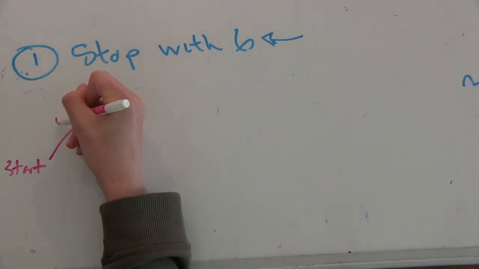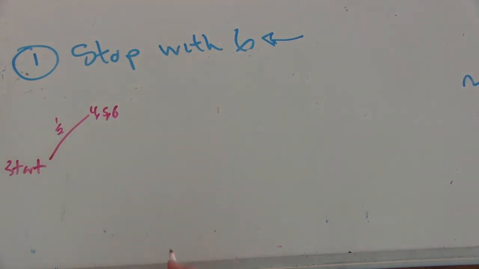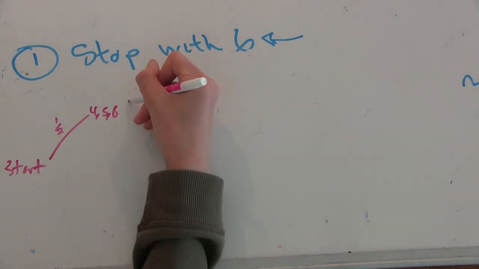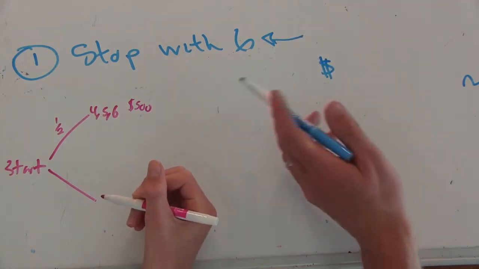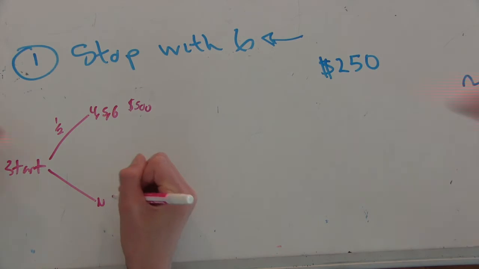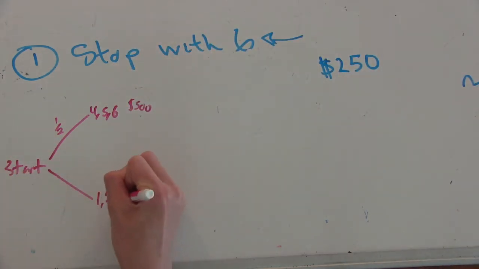So you have a 1/2 chance of 4, 5, or 6, and then the average from that is $500. Yep. All right. So we pick up 250 really from that, right? Because we have half a chance of winning 500. If you get a 1, 2, or 3, which is less than 350, you keep going.